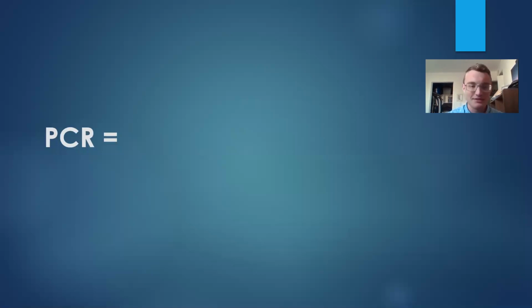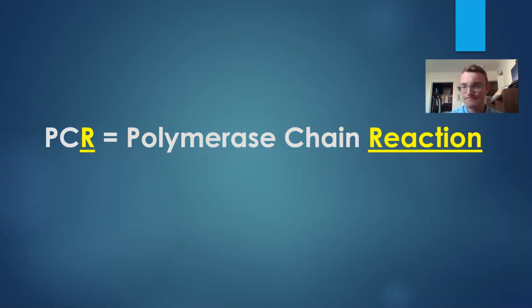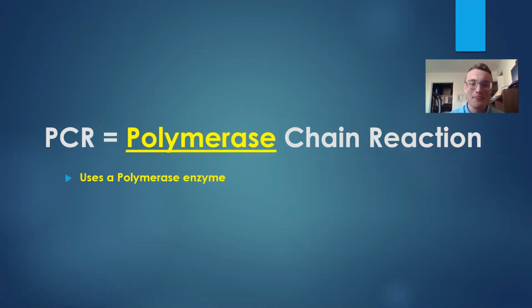PCR is an acronym that stands for polymerase chain reaction. Let's go over what each of these parts mean. The polymerase part, if you remember from the DNA replication in the cell, a polymerase is an enzyme that makes long chains of repeating subunits. In the case of DNA replication, the polymerase enzyme we use is called DNA polymerase. So specifically, this term polymerase in the name is referring to that this process uses a DNA polymerase enzyme, specifically a DNA polymerase 3 enzyme.